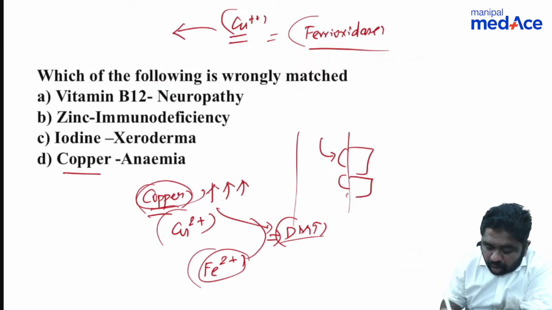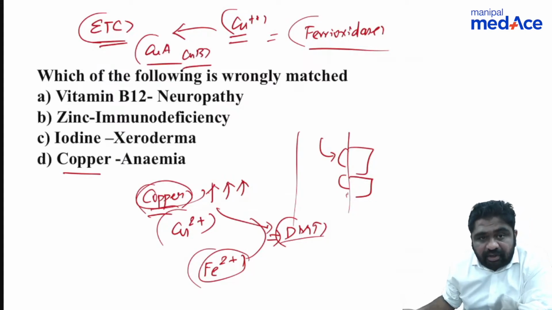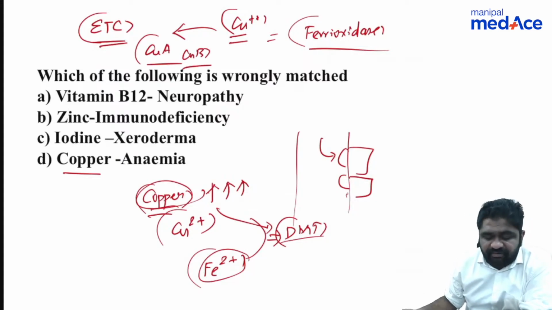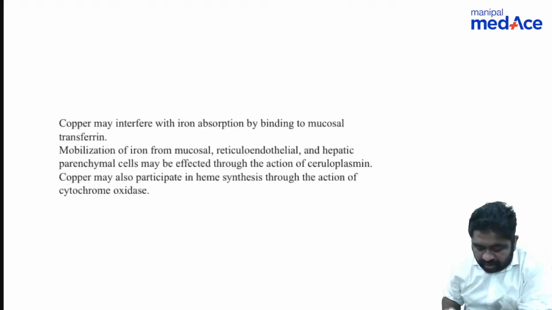At the same time, copper is important in the electron transport chain. Copper in the form of copper A and copper B is present in complexes in the electron transport chain, because of which again you can have fatigue or improper formation of ATP. Iron is not related to this.